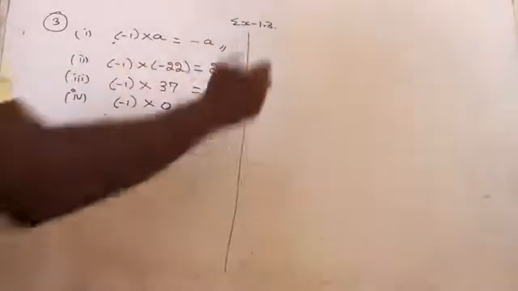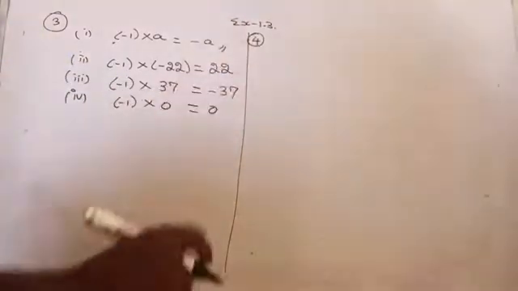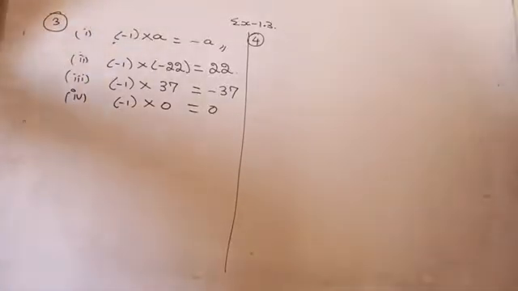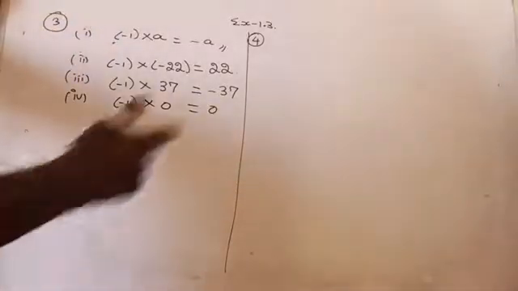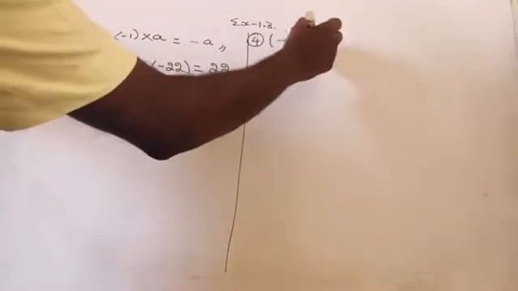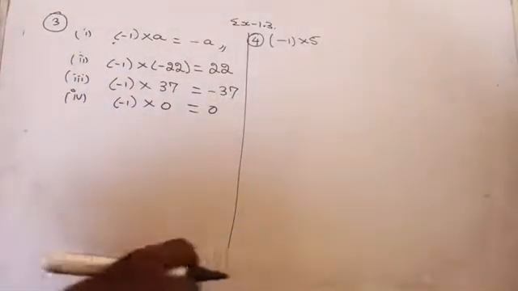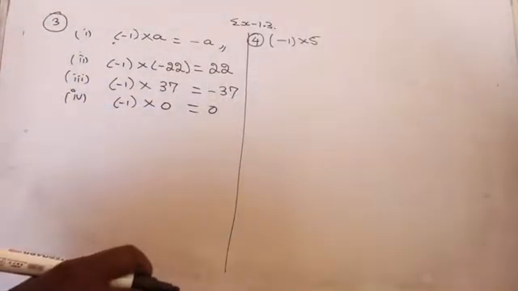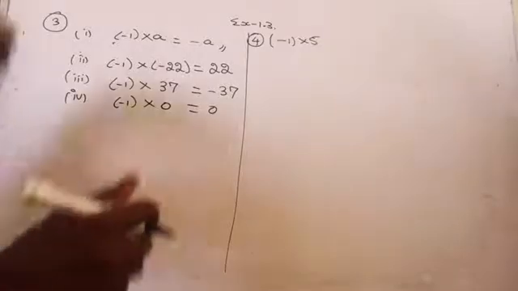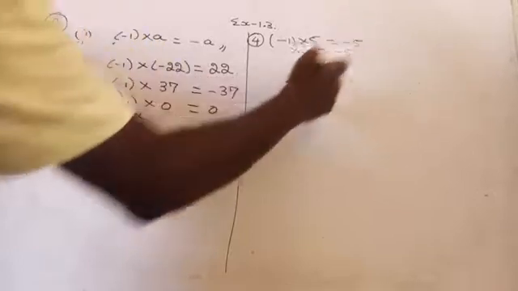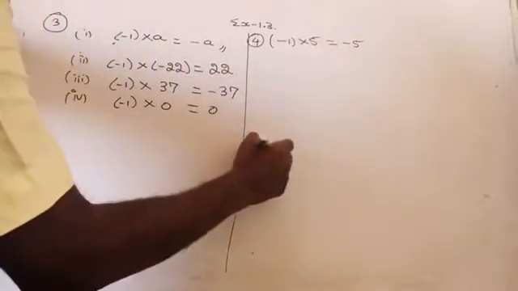Now come to the fourth question. Fourth question is, starting from minus 1 into 5, write the various products showing some pattern to show that minus 1 into minus 1 is plus 1. Minus 1 into minus 1 is what? Plus 1. So minus 1 into 5 is what? Minus 5. So we are trying to get that minus 1 into minus 1 is plus 1.